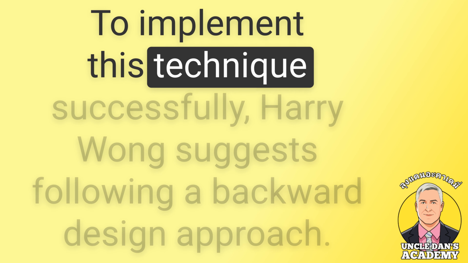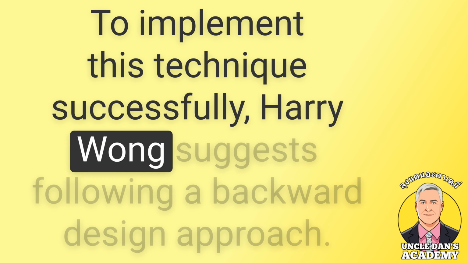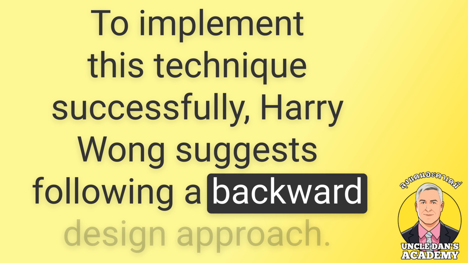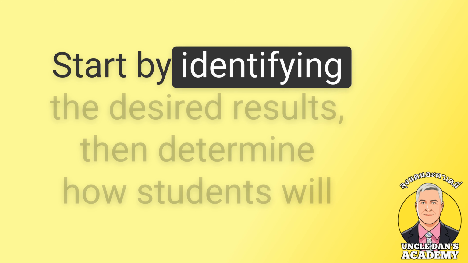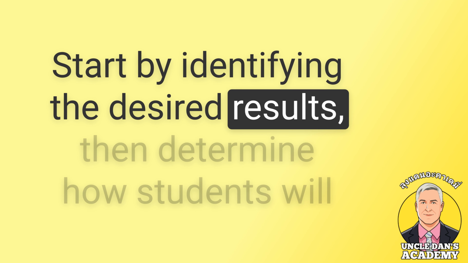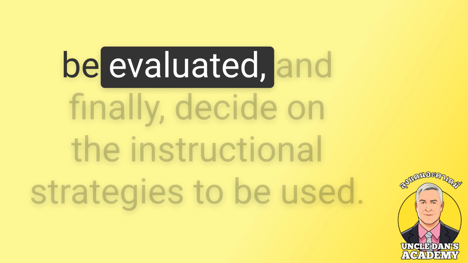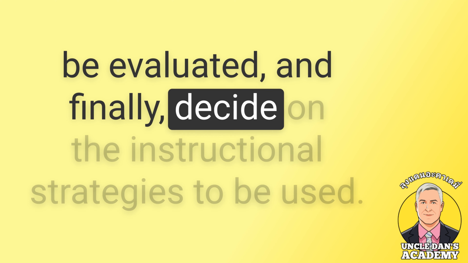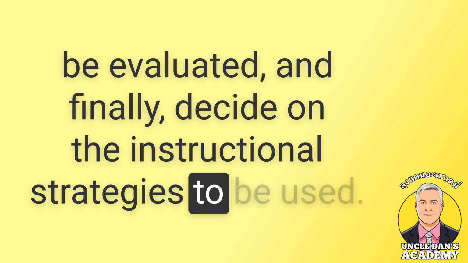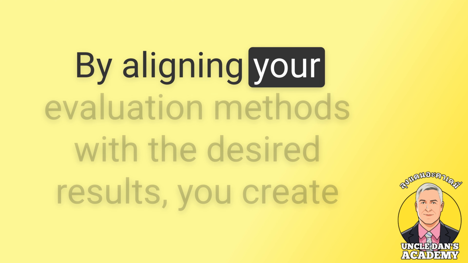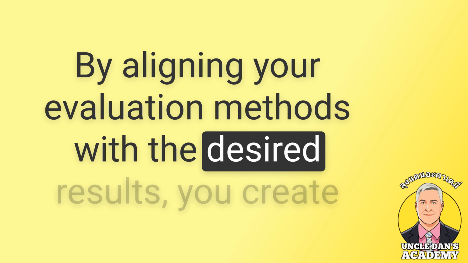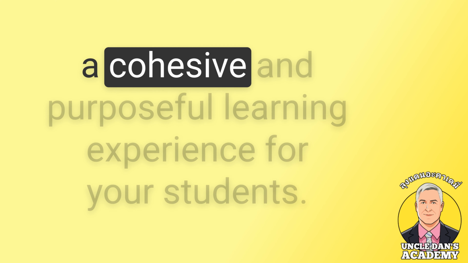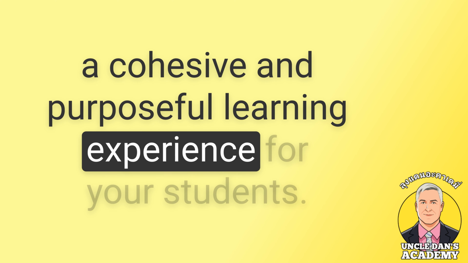To implement this technique successfully, Harry Wong suggests following a backward design approach. Start by identifying the desired results, then determine how students will be evaluated, and finally, decide on the instructional strategies to be used. By aligning your evaluation methods with the desired results, you create a cohesive and purposeful learning experience for your students.